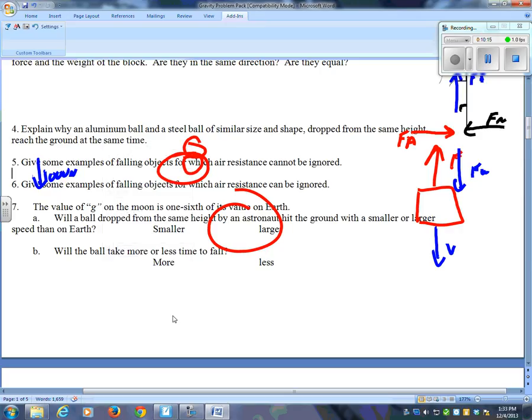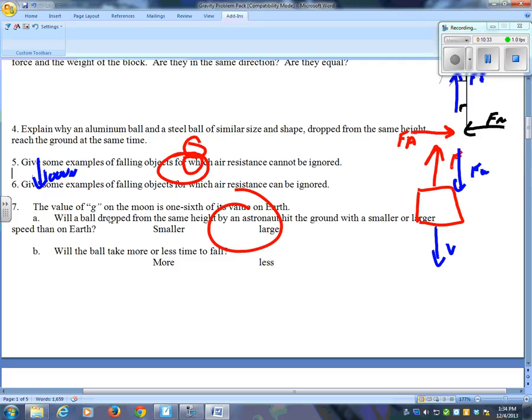Give some examples of falling objects for which air resistance can be ignored. A heavy piano. An arrow. Things that are very aerodynamic. Exactly. Maybe a pencil on end, although eventually it would flip on its side.